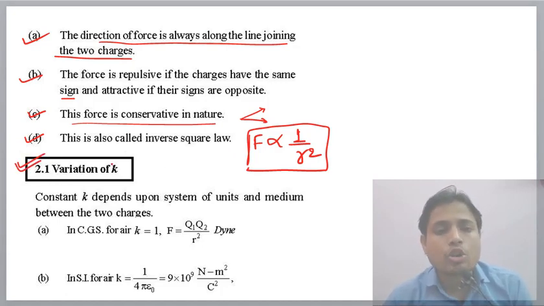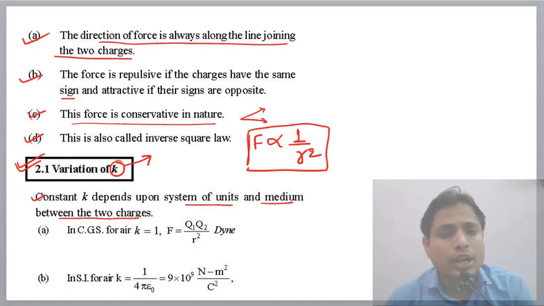Now let's talk about the K. K means the proportionality constant. Now constant K depends upon the system of unit and the medium between the two charges. ये सिस्टम ऑफ यूनिट पे भी डिपेंड करता है और दोनों चार्जेस के बीच में कौन सा मीडियम है इस बात पे डिपेंड करता है.